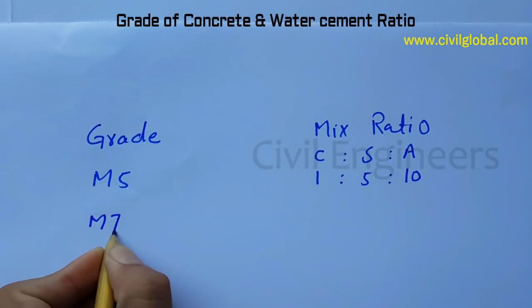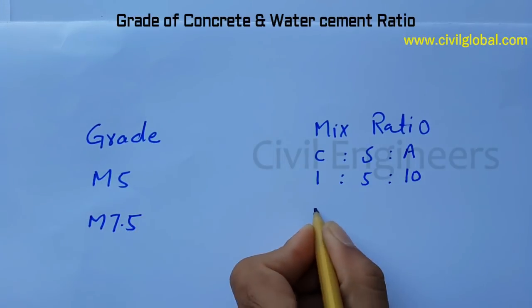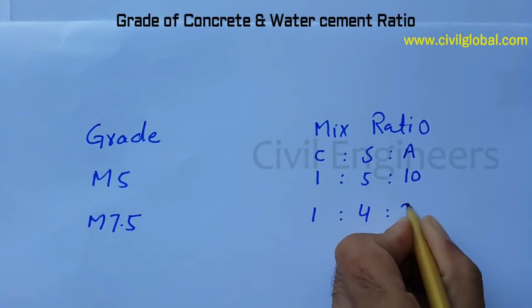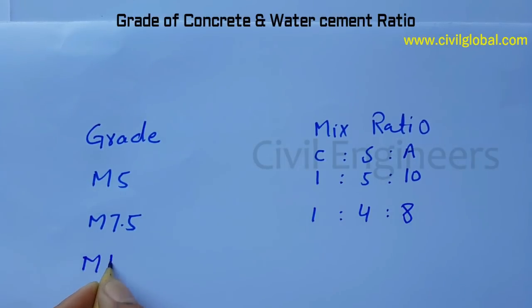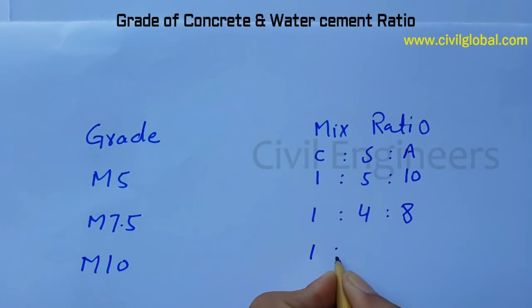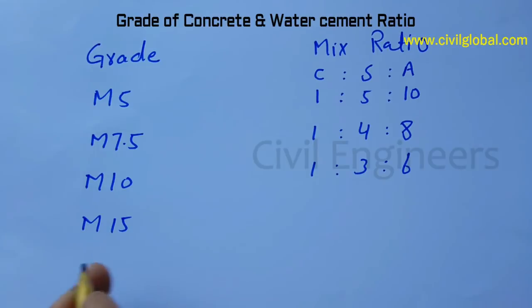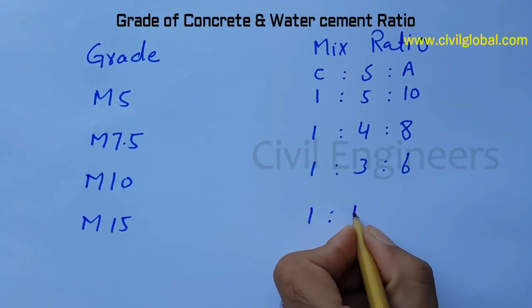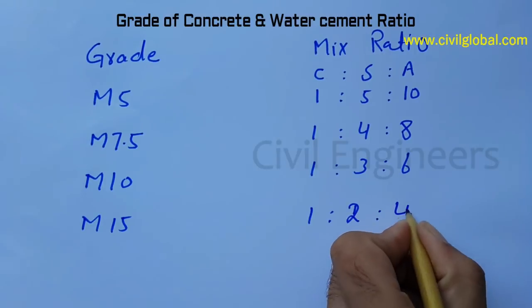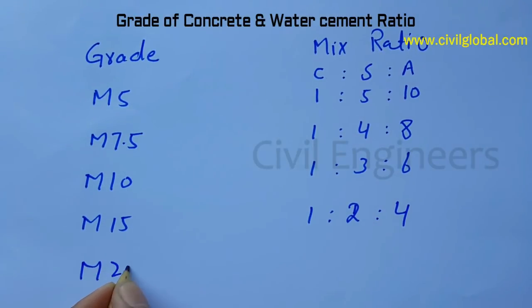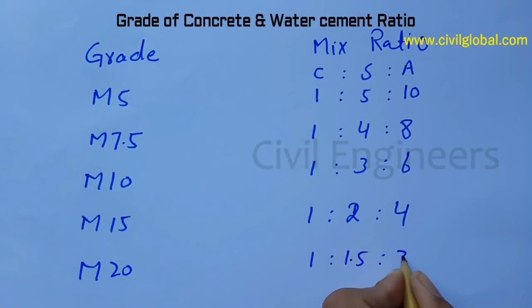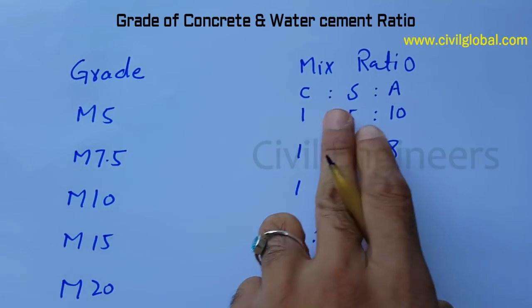For M7.5, we can take 1, 4, 8. For M10, we can take 1, 3, 6. For M15, the mix ratio is 1, 2, 4. For M20, you can take 1, 1.5, and 3. So this is the grade and mix ratio.